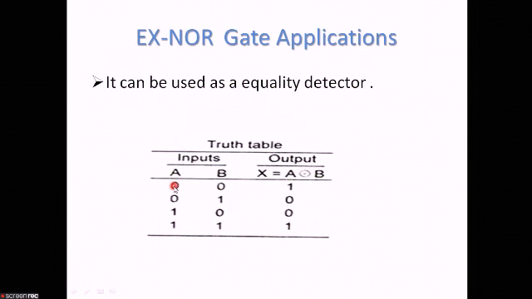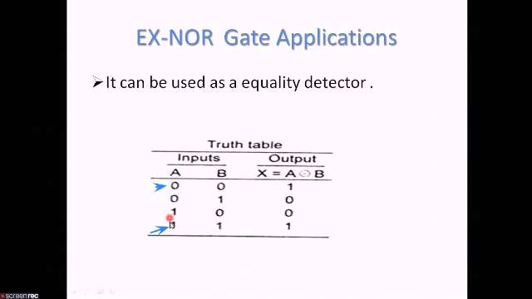The first case is input A equal to 0, B equal to 0, the output is equal to 1. Here the inputs are equal. Consider this case. Why is it equal? That is A equal to B equal to 0 and the output is equal to 1. Similarly, see in this case the input is 1, the other input is also 1 and the output is 1.